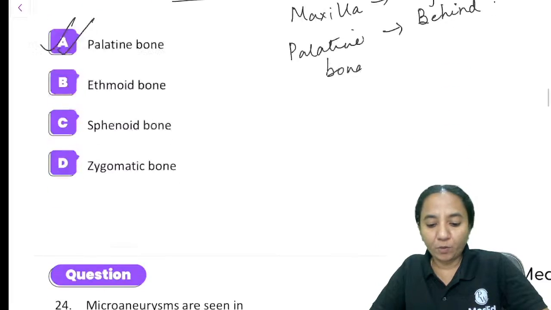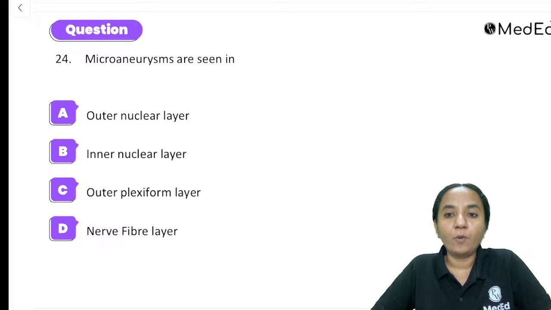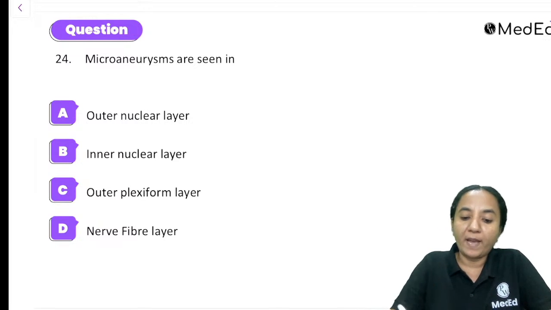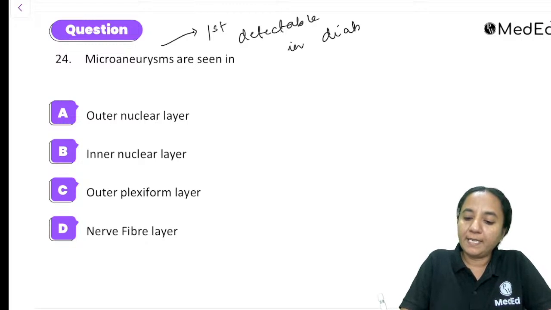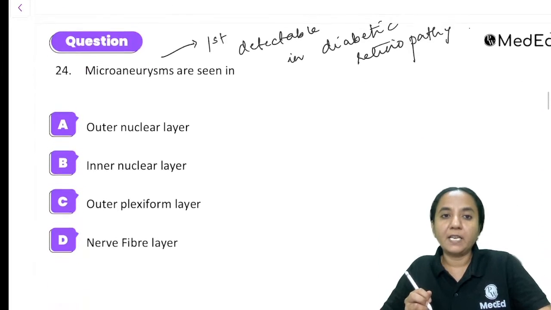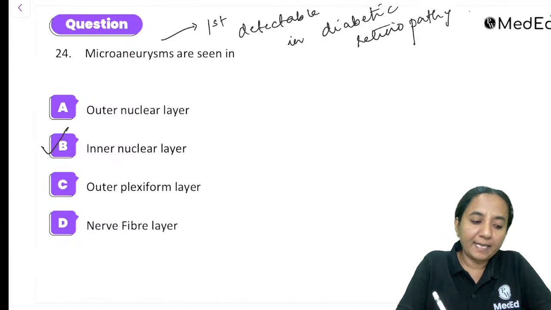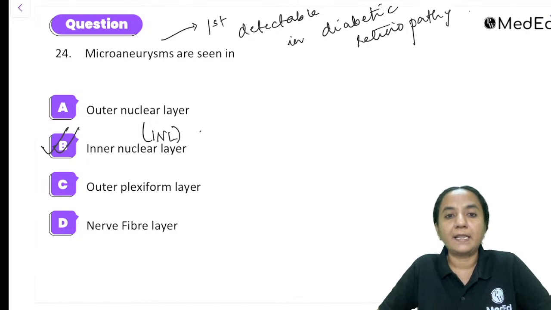Right? Chalo, let's go to the next question. In which layer of the retina are microaneurysms seen? Please remember, microaneurysms are the first detectable lesions in diabetic retinopathy. And in which layer of the retina are they seen? They are seen in the inner nuclear layer.